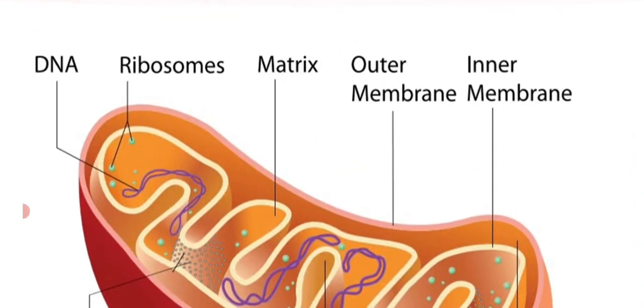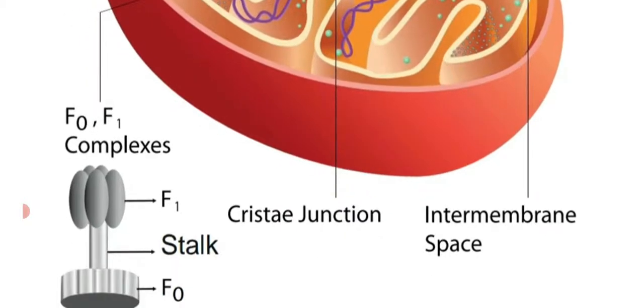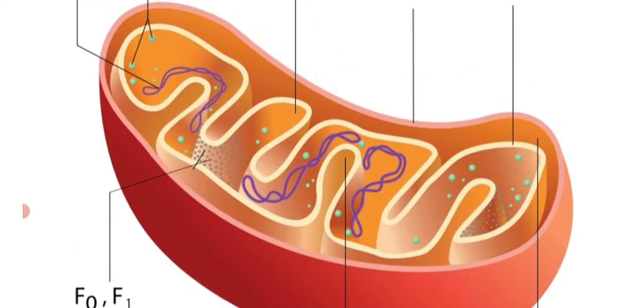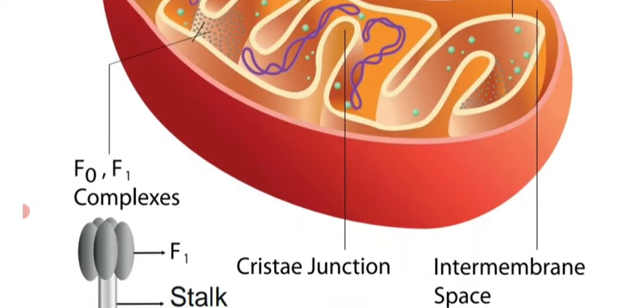These two membranes enclose a ground substance or matrix. In that matrix, mitochondria contain DNA and ribosomes. Then the inner membrane has finger-like projections called cristae. See the diagram, the finger-like projections are shown. In the cristae, there are important respiratory substances known as F0 and F1 particles or complexes, otherwise known as oxysomes.